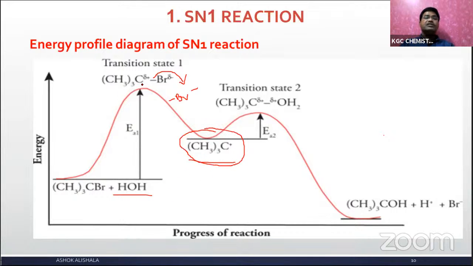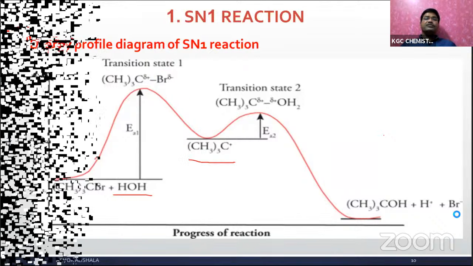After the formation of the carbocation, the energy decreases. This is the first step. In the second step, this is the formed carbocation, and the hydroxide ion approaches this carbocation. Then again the energy increases, and you will get the second transition state. You remember, in SN2 reaction, only 1 transition state is possible. In SN1 reaction, 2 transition states are possible.